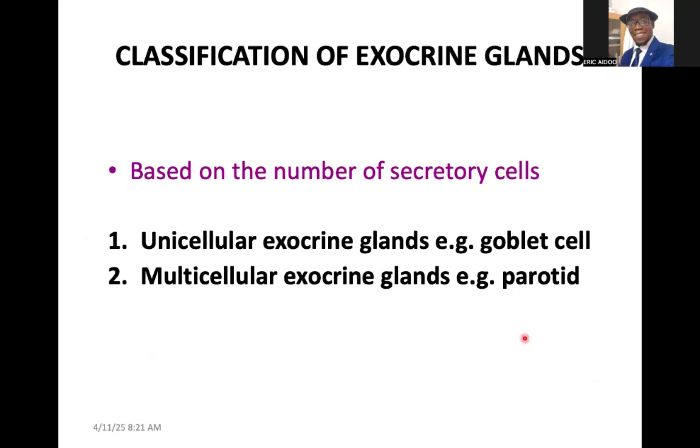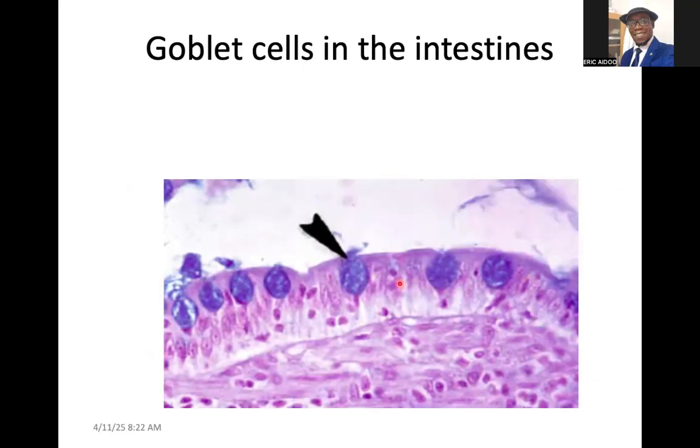So we can also classify exocrine glands based on the number of secretory cells. Remember, the secretory cells are the ones that form the secretory units within which the product is manufactured. Okay, the secretion is actually taking place. So you can have unicellular exocrine glands, for example the goblet cell, which means that the secretory unit is made up of only one cell. Then you have multicellular exocrine glands, for example the parotid gland, where the secretory units are more than one.